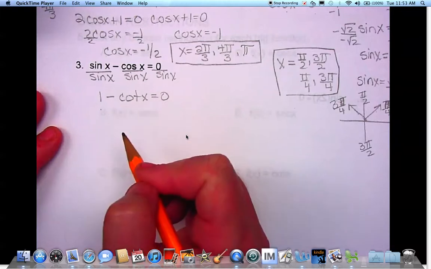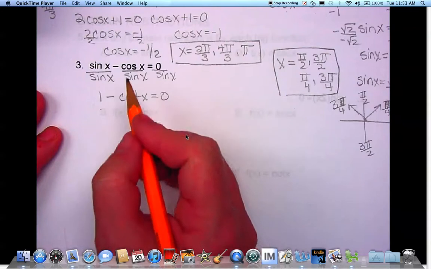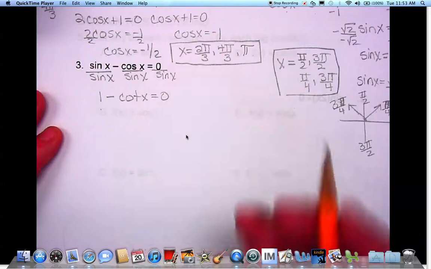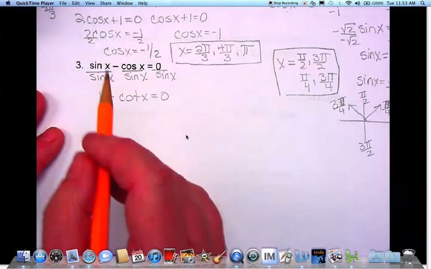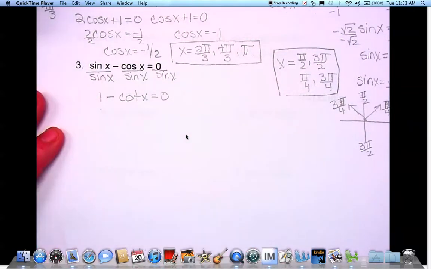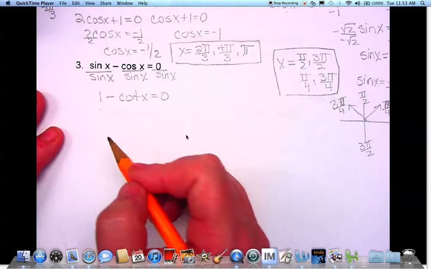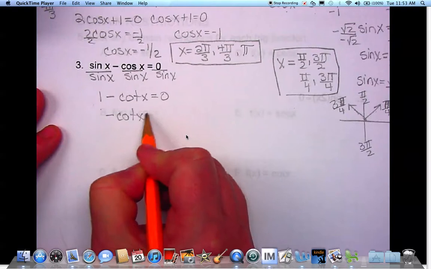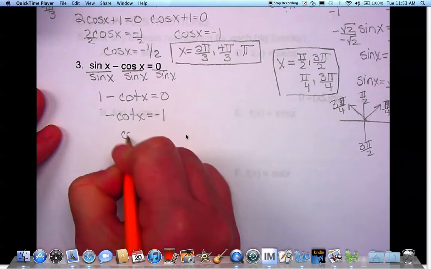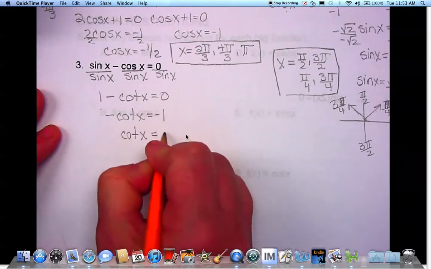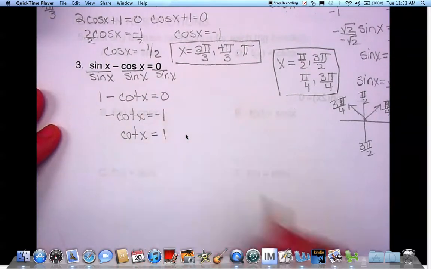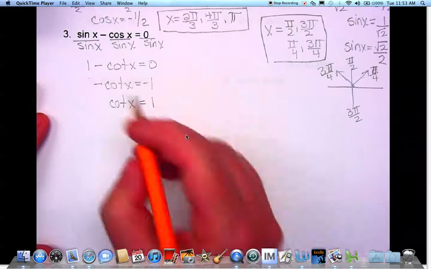You blew my mind a little bit, but I understand it. Okay, now what else could I have done? Cosine, exactly. Then you would get tangent minus 1 equals 0. Divide everything by cosine. So really, tangent might have been a little easier, but now we have cotangent x equals negative 1, so cotangent x equals 1. So we've got to figure out when cotangent x equals 1.